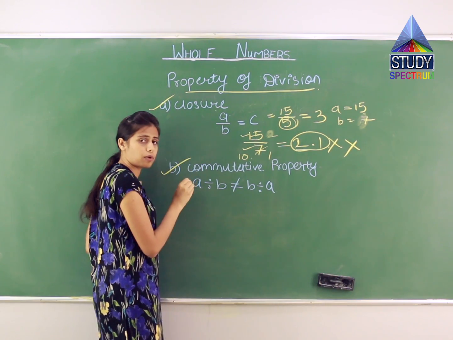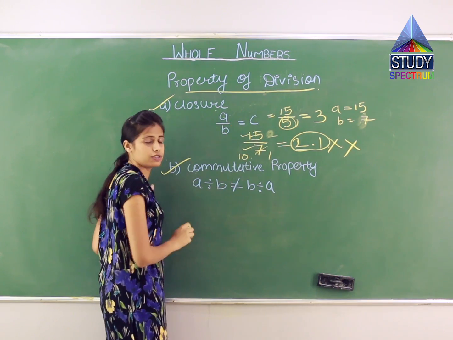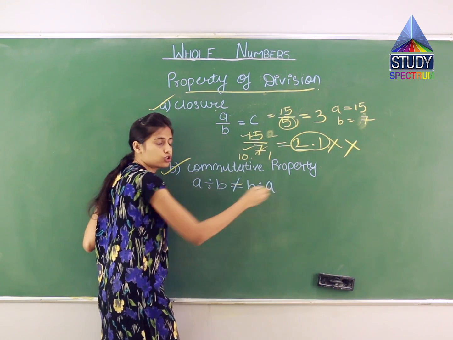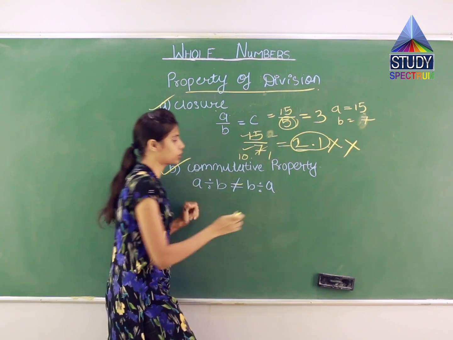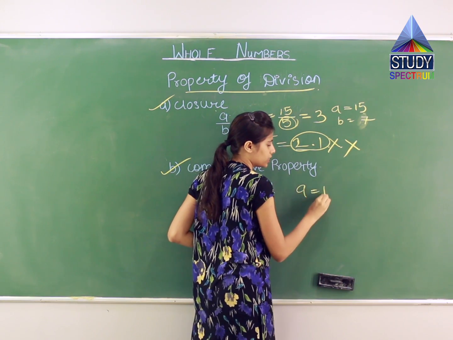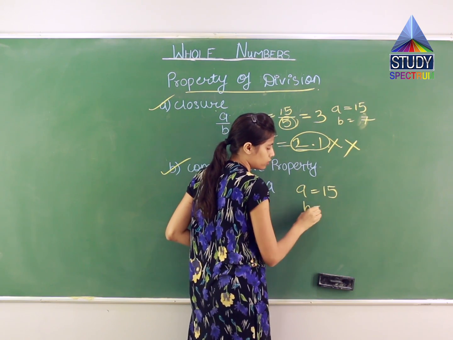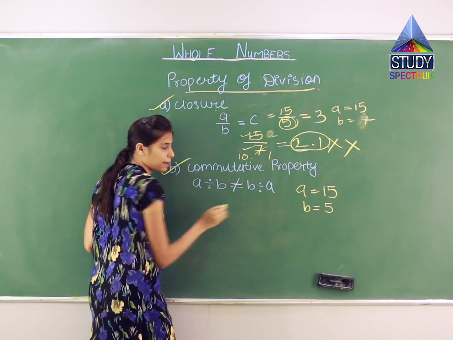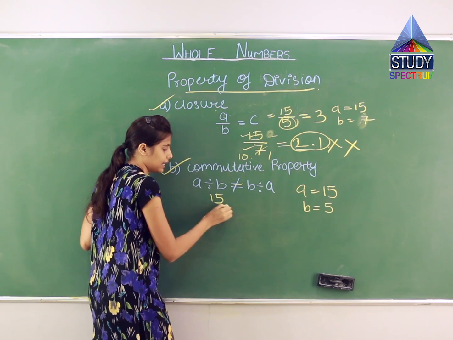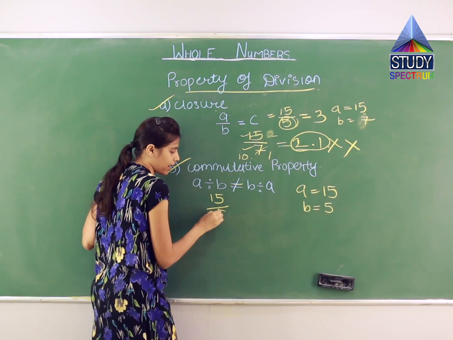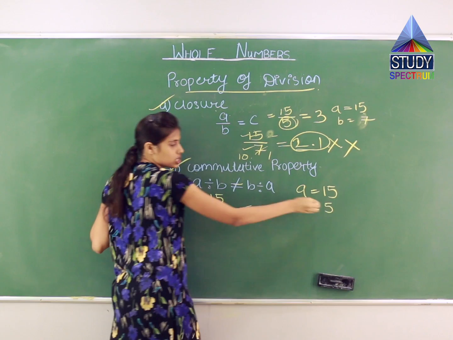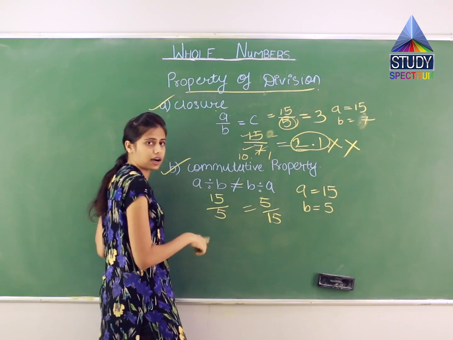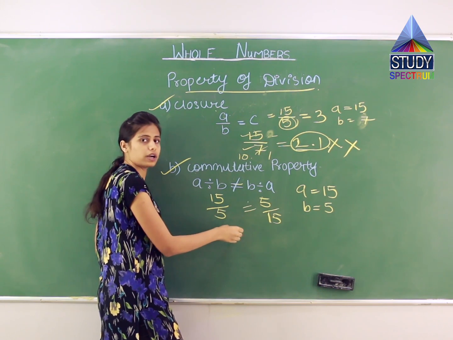Now let us check another property, which is the commutative property of division. Let us see the formula: a divided by b is not equal to b divided by a. Let us substitute a equal to 15, like the previous question, and b equal to 5. What will I write in place of a? 15. So I'll write 15 divided by b, which is 5. Is this equal to b, which is 5, divided by a, which is 15? Let us check. If it is not equal, we will put a not equal to sign.